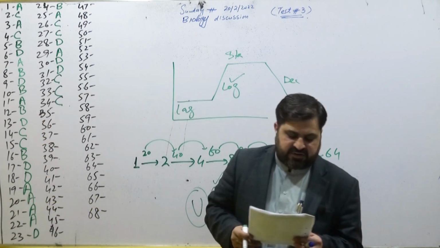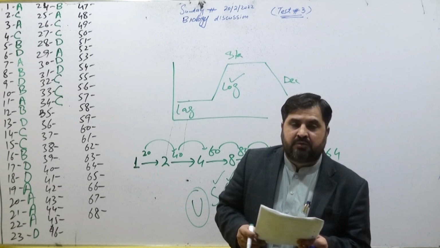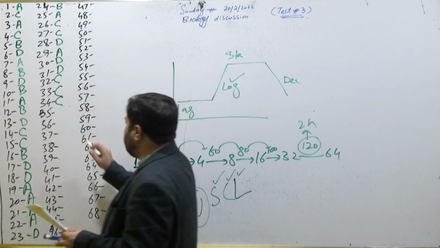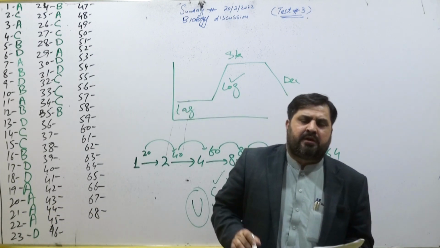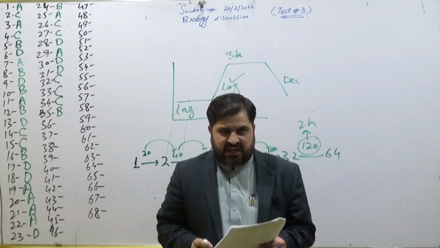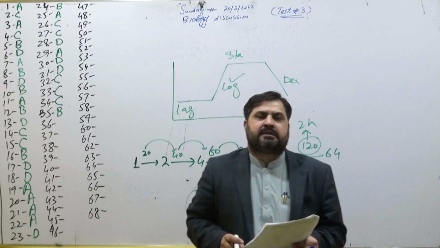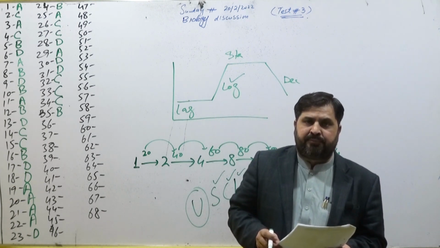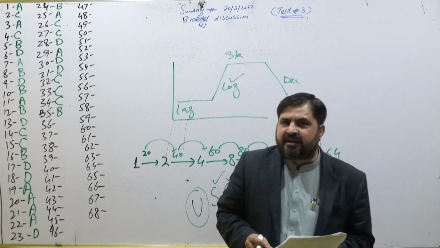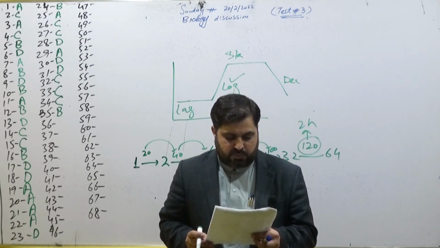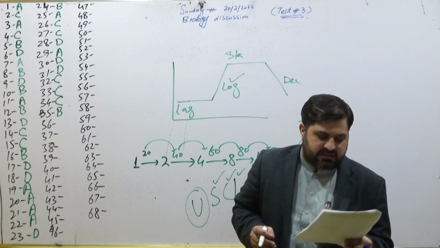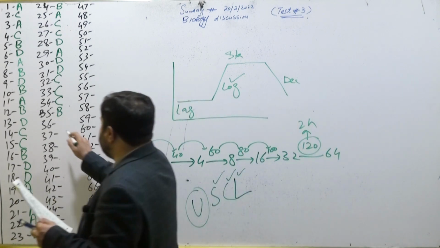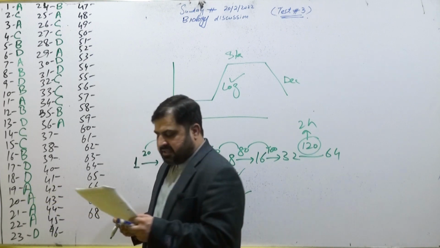Coming toward 35, animal-like protists are divided into 4 groups, which have been classified on the basis of locomotory organ. The phylum Zooflagellates have flagella. Phylum Sarcodina have pseudopodia. Phylum Sporozoa have no locomotory organ, and phylum Ciliata have cilia as a locomotory organ. Coming toward MCQ number 36, flagella is the locomotory organ of zooflagellates. So option A is correct.